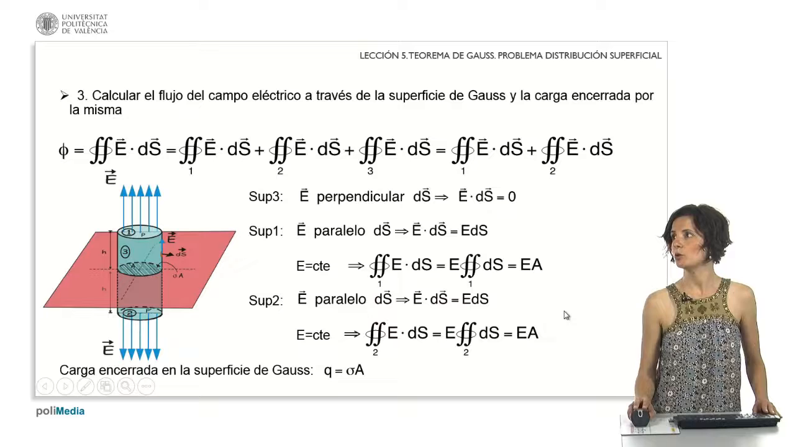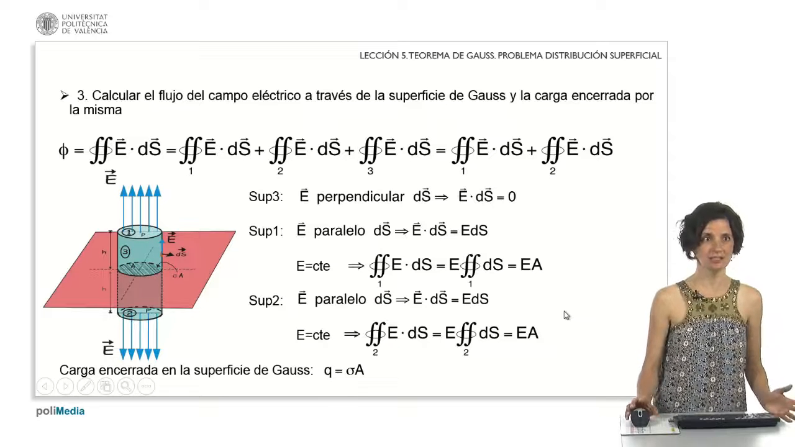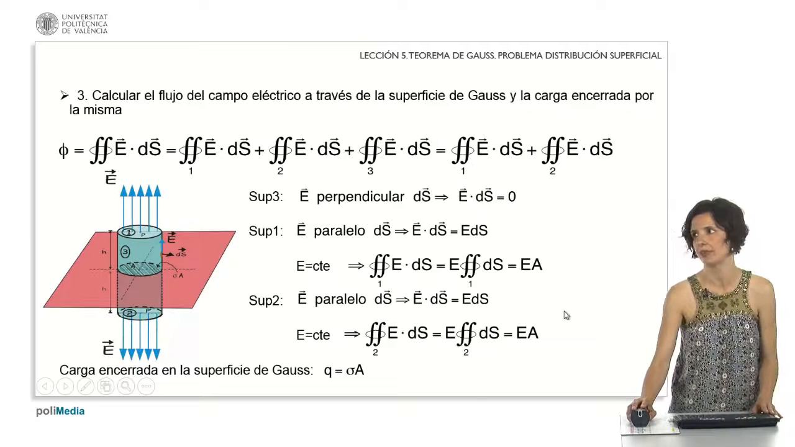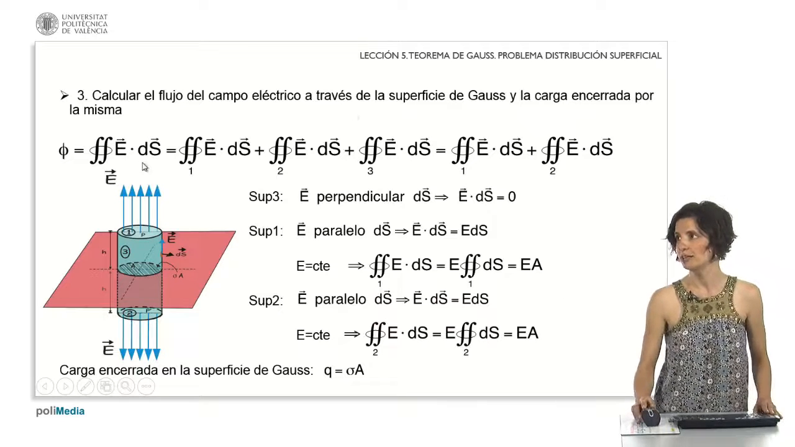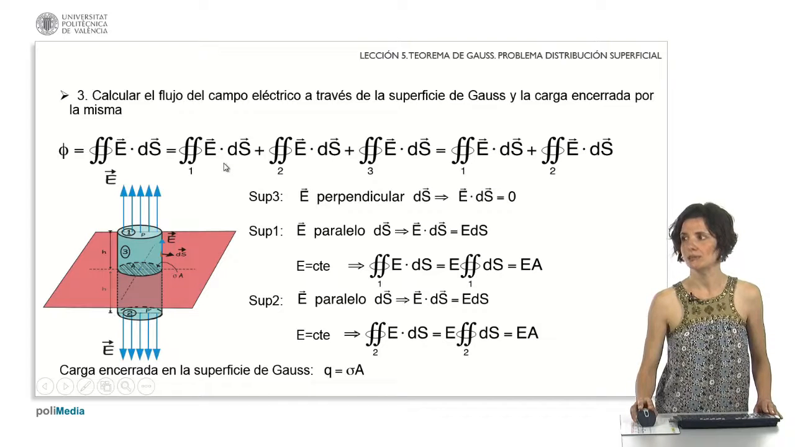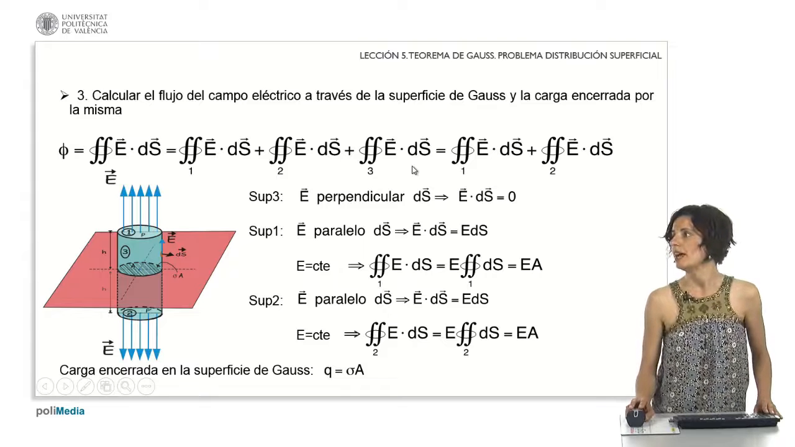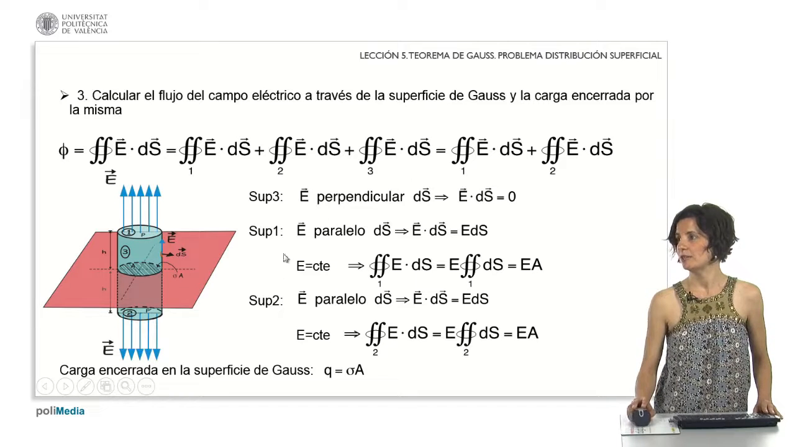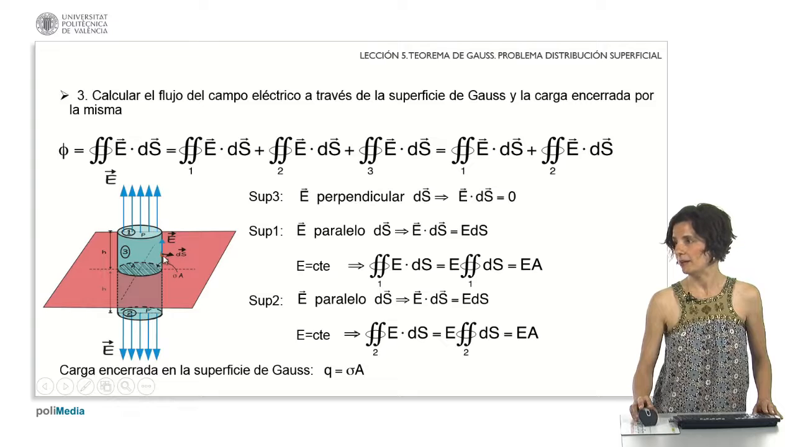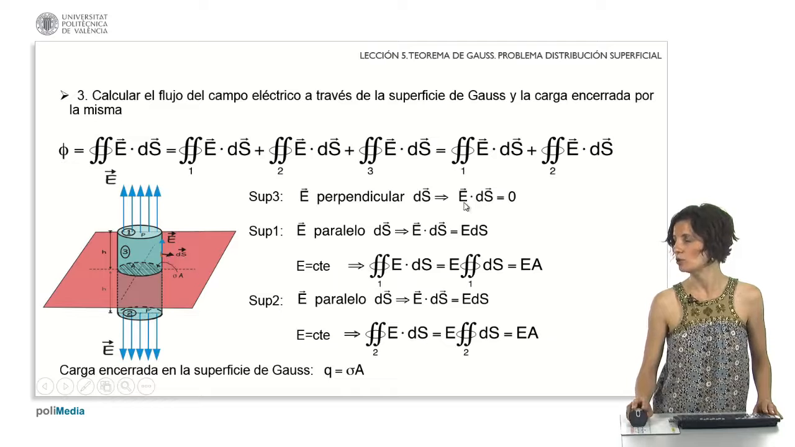Next, we are going to calculate the electric field flux through this Gauss surface, and we are going to see what charge it encloses. The total flux will be equal to the flux through surface 1 plus the flux through surface 2 plus the flux through surface 3. On surface 3, the flux is 0, since at any of its points, the electric field vector and the differential vector of S are perpendicular. Therefore, the scalar product of these two vectors is 0.